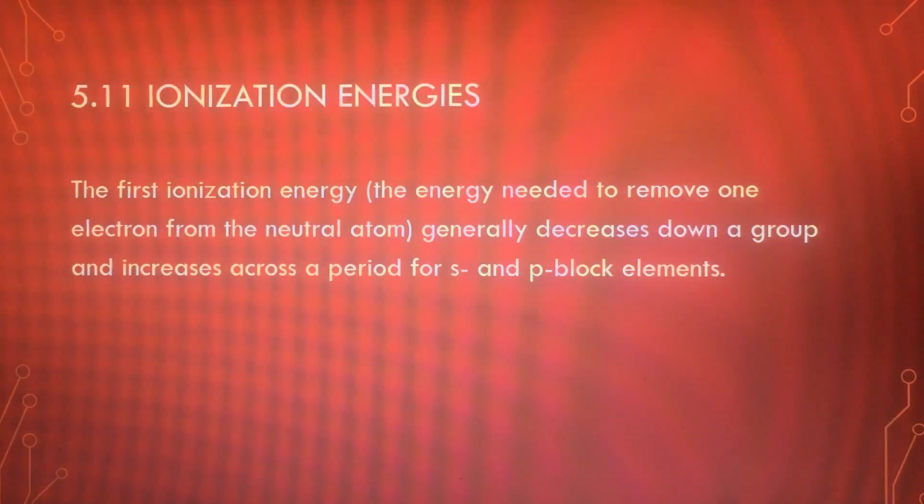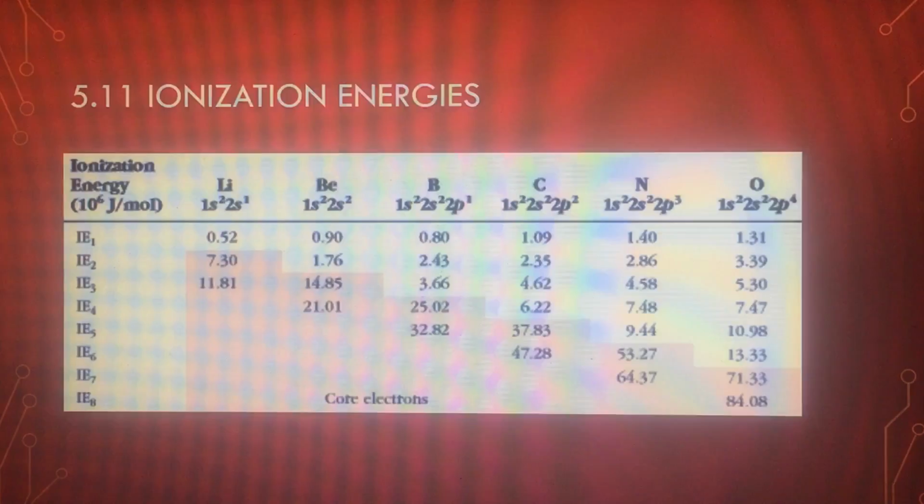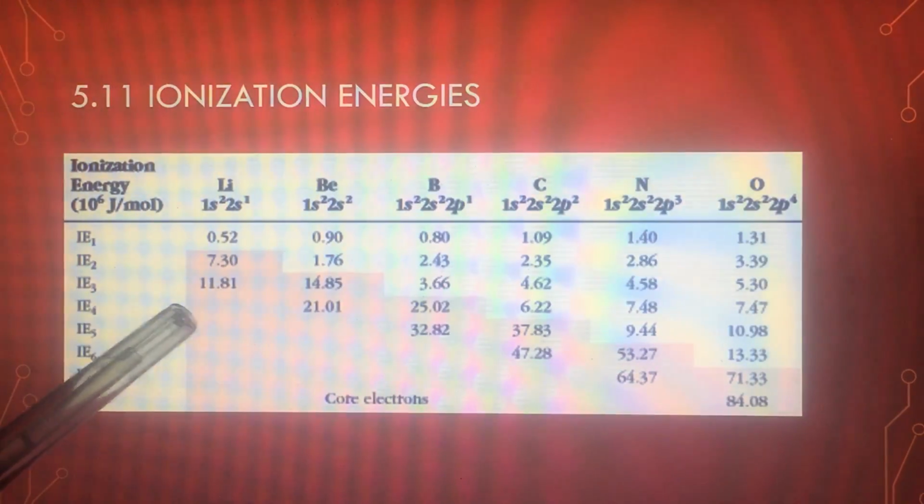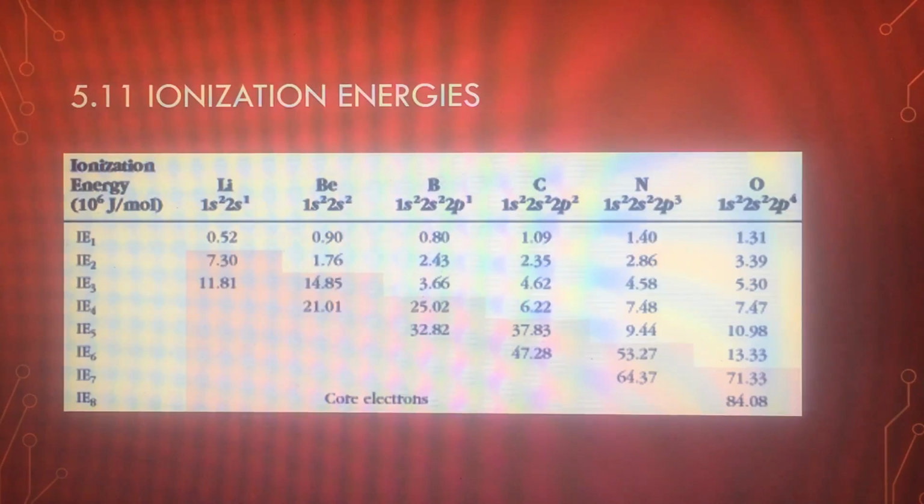Aside from the first ionization energy, we also have a trend for the second, the third, the fourth, and so on ionization energies. The first ionization energy is the energy to remove one electron in the neutral state. The second ionization energy is the energy required to remove the second valence electron. As we see, there is an increase in the ionization energy from first to second and from second to third.